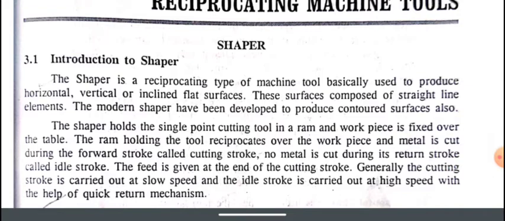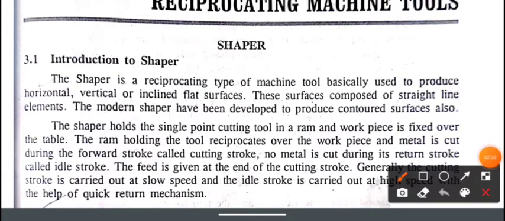In different machines there are different types of arrangement. Here the shaper consists of a ram, which is reciprocating, and it has a tool post in front of the ram, and the workpiece is held on the table. Here the ram makes a forward and reverse stroke. The forward stroke is called the cutting stroke and the return stroke is called the idle stroke.